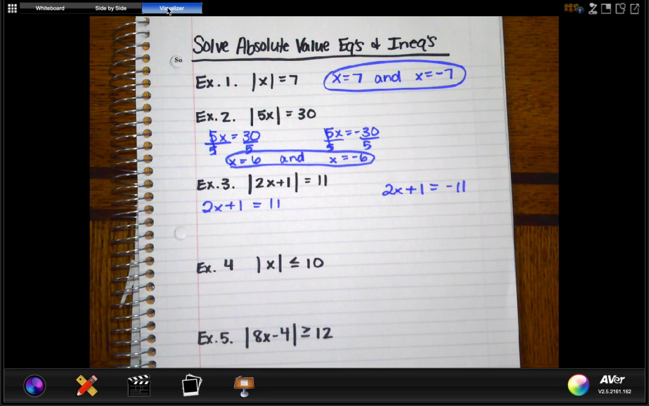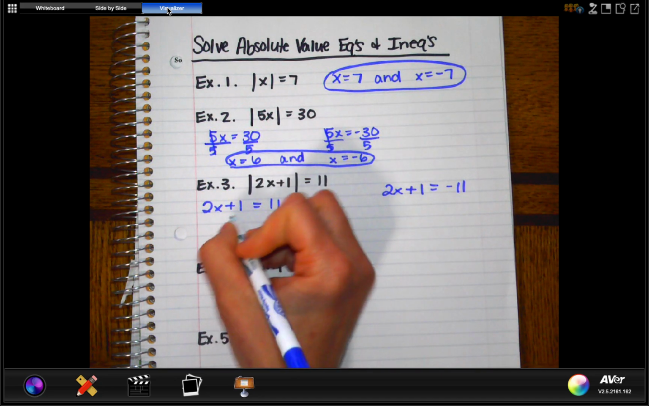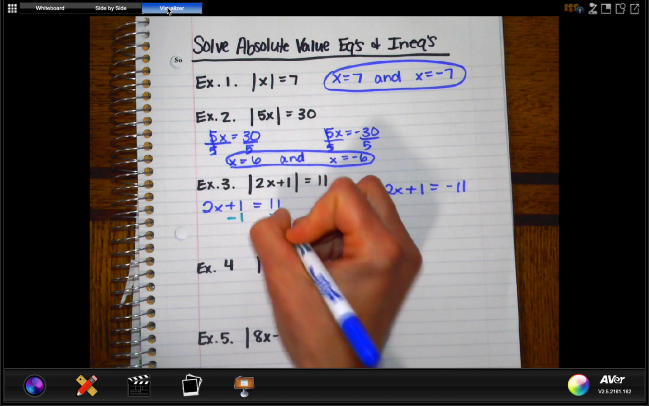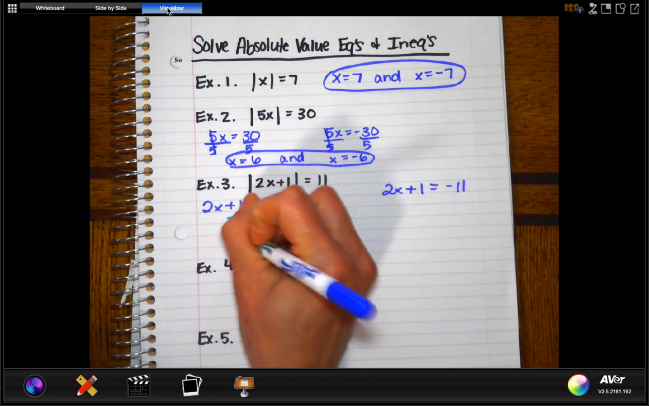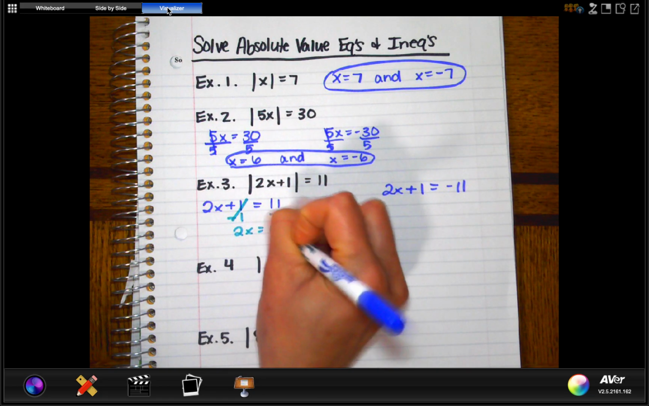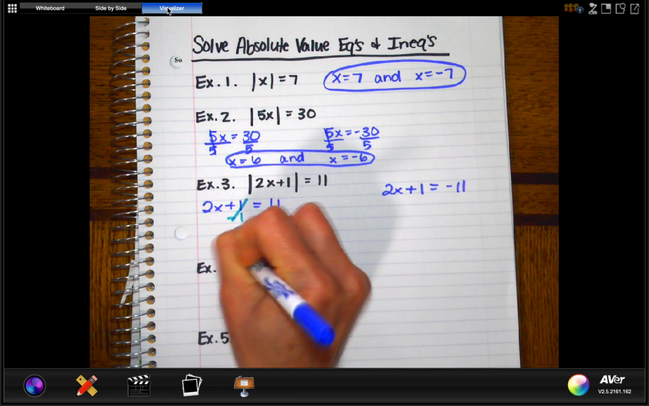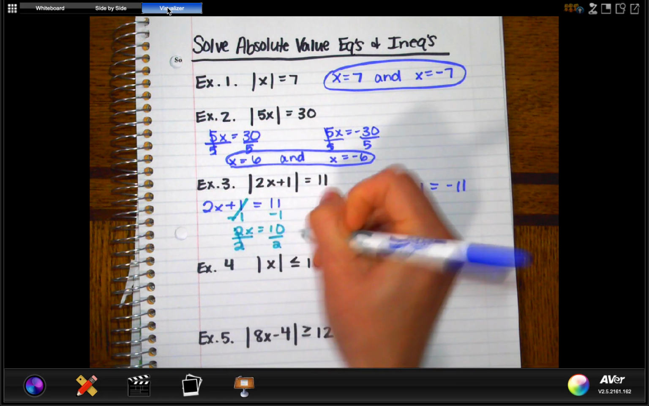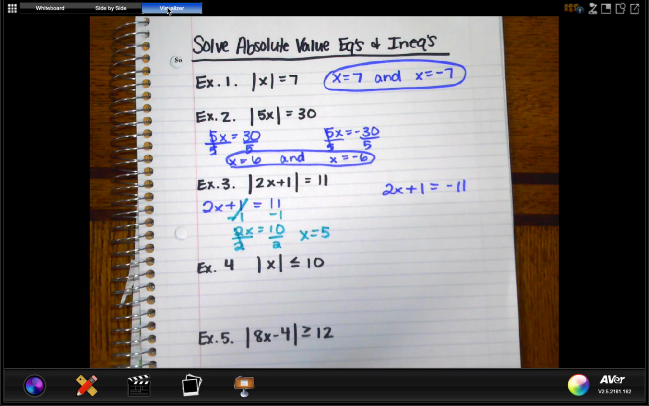So 11 would already be safe. And the first one that would get out would be this 1. So we would subtract 1 on both sides. And so we get 2x equal 10. And then we would divide by 2 to get an answer of x equal 5. That's one of our answers.